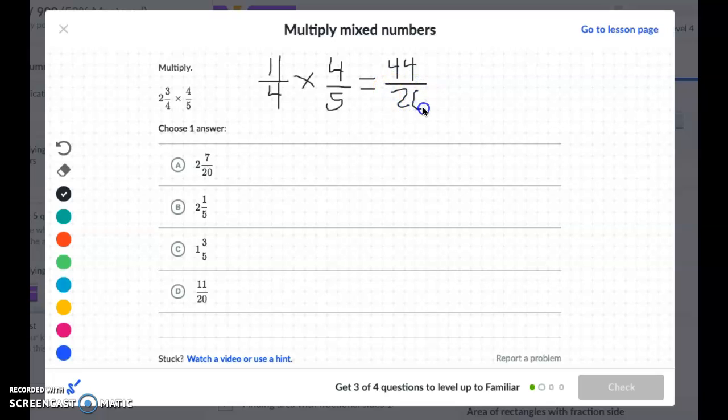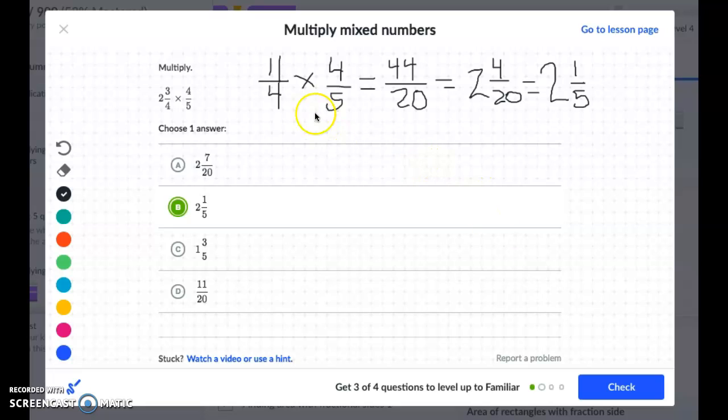Now when we look down below, that answer's not there because we still need to simplify. So 20 is going to fit into 44 2 times, because 20 times 2 is 40. And then we're going to have 4 20ths left over. Again, that answer is still not there because I can simplify that fraction again. 4 divided by 4 is 1, and 20 divided by 4 is 5. So 2 1/5 is my final answer.